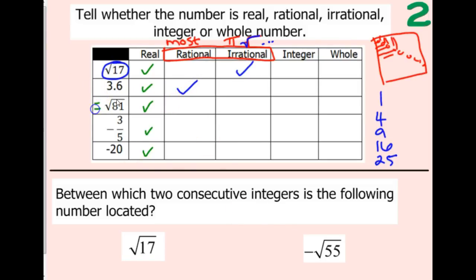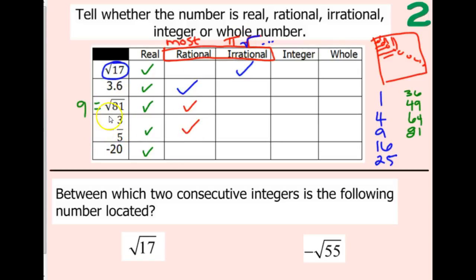Square root of 81, this is really a nice number, because if we continue going, 6 times 6 is 36, 7 times 7 is 49, 8 times 8 is 64, and 9 times 9 is 81. So 81 is really just 9. Square root of 81 is just 9. That's a nice number. It's rational. It's not irrational, because that square root's a nice one.